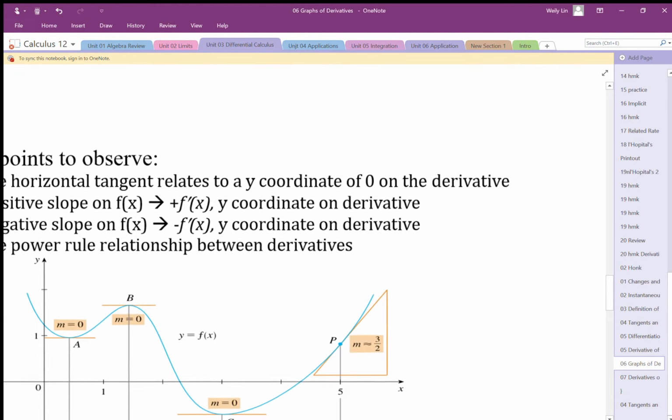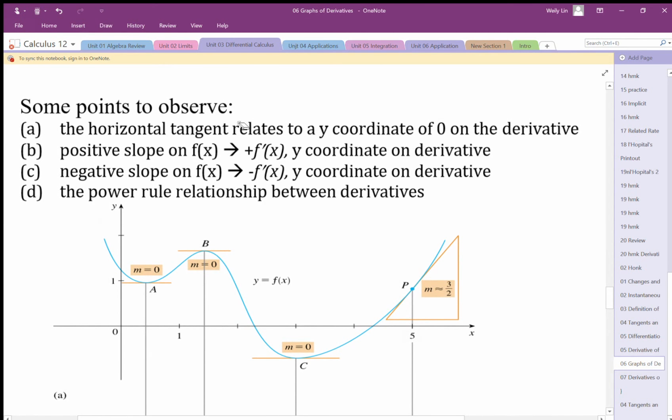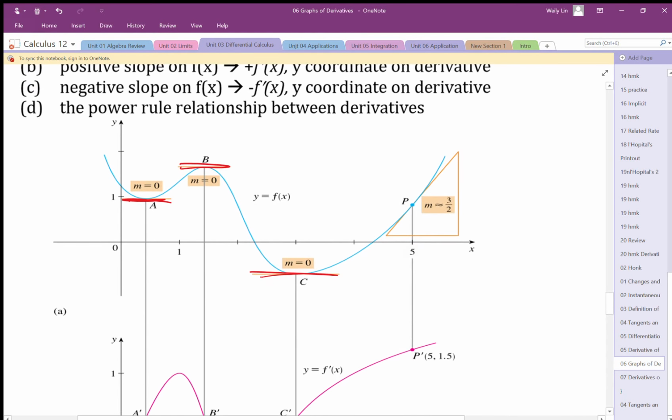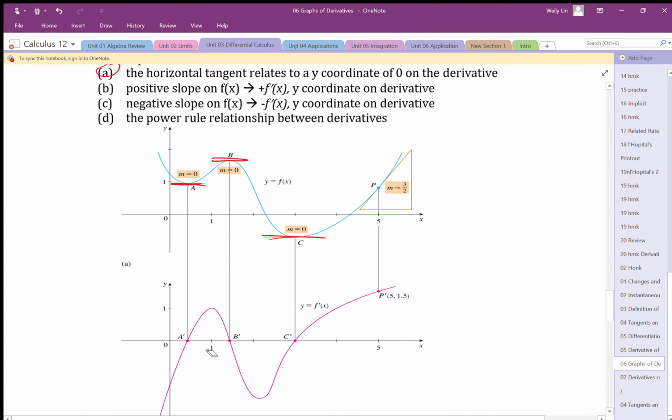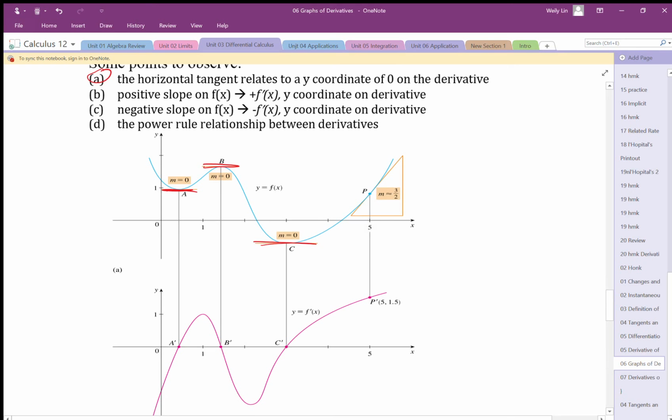So again, some points to observe. The three main points: horizontal tangents. I'm going to do this in red here. Where we have horizontal tangents, there and there, we relate to 0 points on our derivative graph. Where we have positive slope and negative slope, we want to relate to that. Positive slope is above the x-axis, negative slope is underneath the x-axis here. Notice that as we increase, our slopes are increasing here as it's getting steeper.